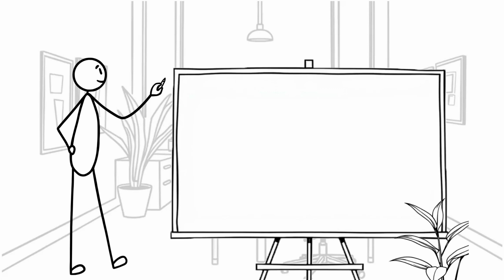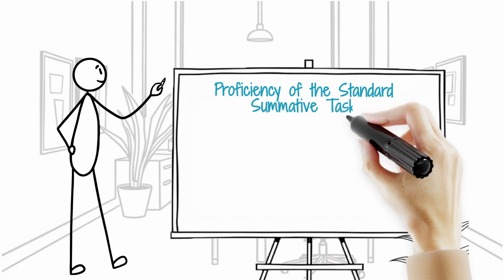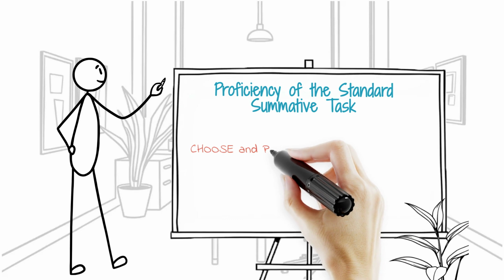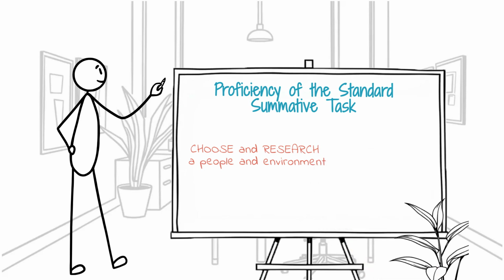Let's assume once again that the data indicates the students are ready to demonstrate their proficiency against the full standard. They're now presented with a summative assessment to apply their learning. For example, perhaps they choose their own group of people and research how weather affects their lives, and then they choose to share this in a verbal or video presentation.